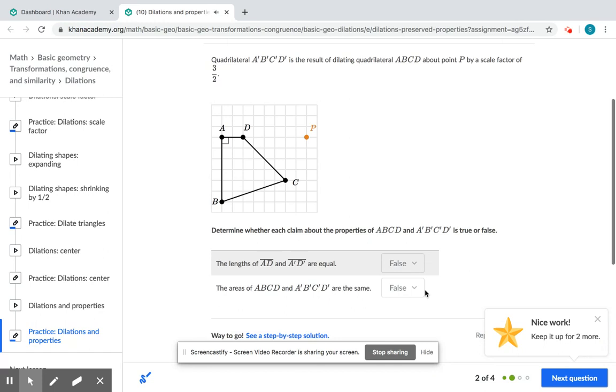And the only other thing I want to let you know is that the angle measures do not change, right? So whenever we make a shape bigger or smaller, the angle measures are staying the same. So you may see that question coming up, and if you have any other questions, you can let us know.